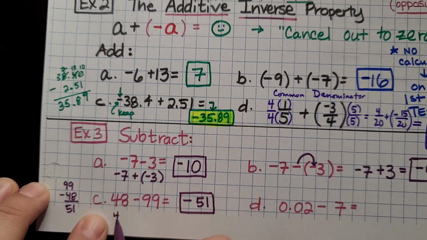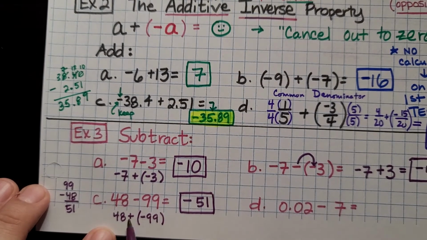Again, this could have been thought of as 48 plus a negative 99. Nobody likes to write it this way, at least nobody that I've met in the past 20-something years. They don't like to say 48 plus negative 99. We just like to say 48 minus 99, not 48 plus negative 99.